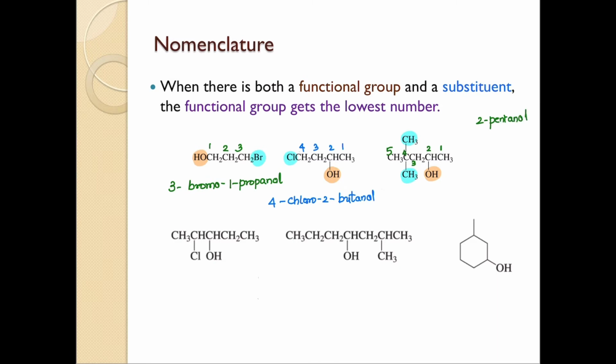And then leaving the 2-pentanol, I have 2 methyl groups. And where these methyl groups are present, they are present on the 4th position. So it should be written as 4,4-dimethyl 2-pentanol. That should be the name for this molecule.